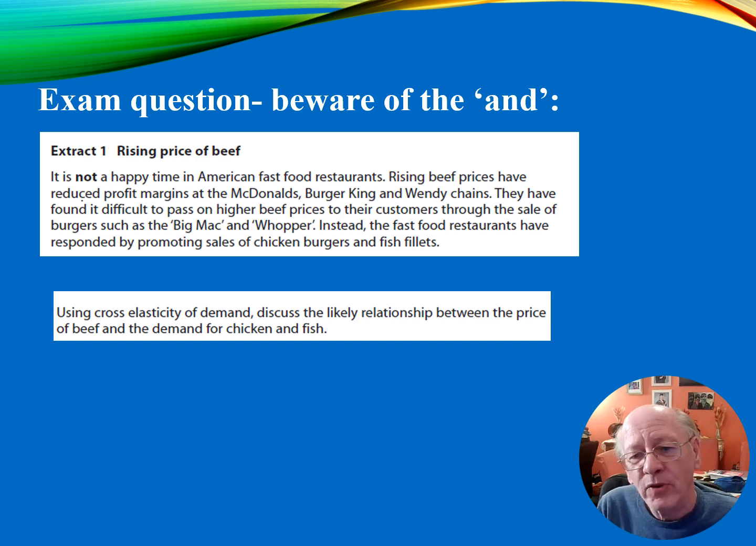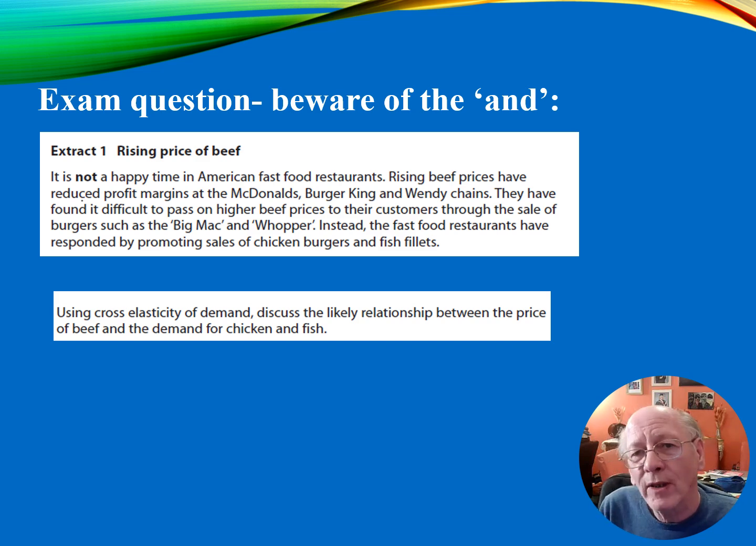So in exams, the basic way you do your analysis is you talk through the increase or the change in price. You then talk through basically how it affects that good, and then you talk about the impact of that on the other good. Question is, beware of that word "and." So this again was a question that came from a long time ago when we had lots of papers each year, and it's about the impact of the price of beef and the demand for chicken and fish.